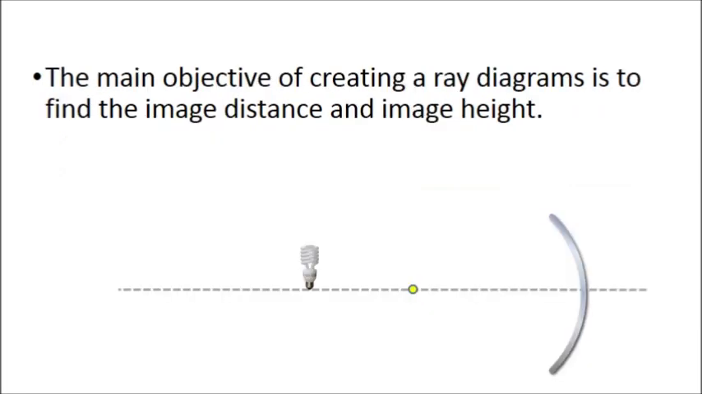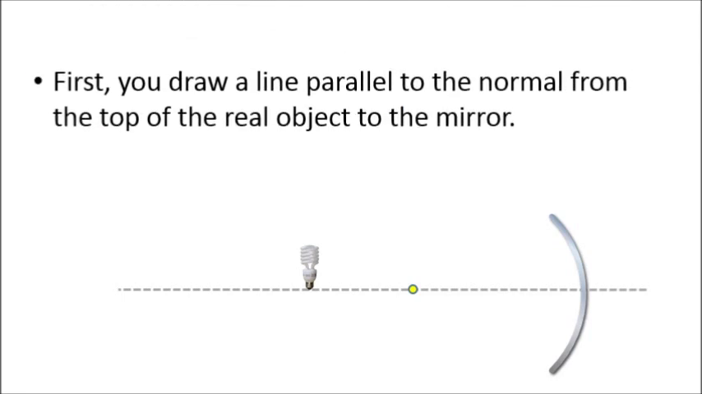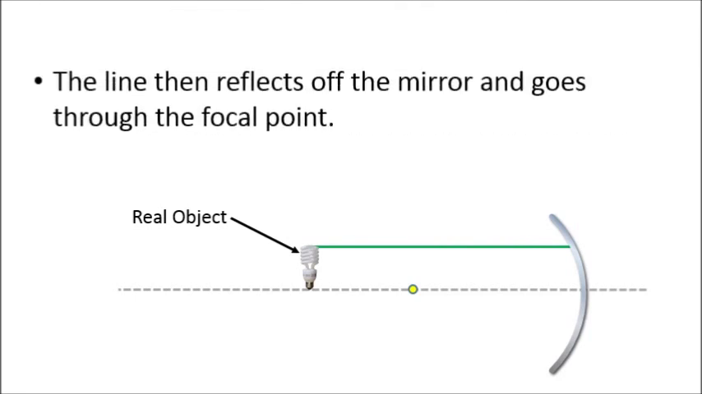All right, now the main objective of creating a ray diagram is to figure out how far away the image is and how big that image will be. So the first thing we need to do is draw a line parallel to the normal, or parallel to the principal axis, from the top of the real object over to the mirror. So once it hits the mirror, it's going to bounce off and go through the focal point.